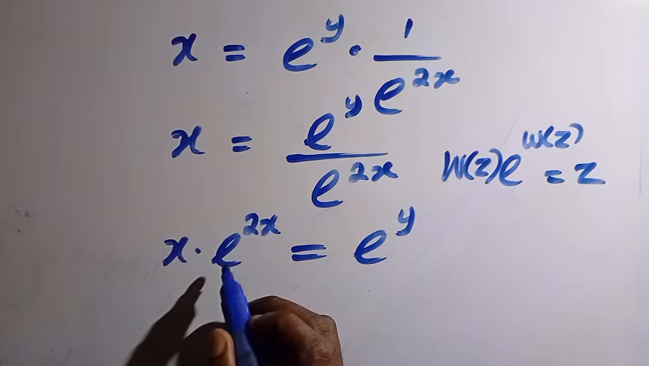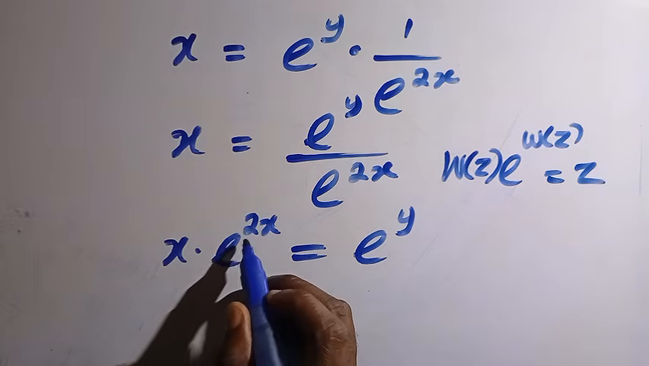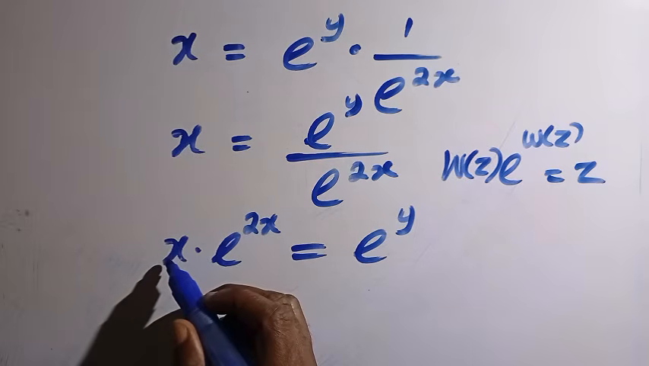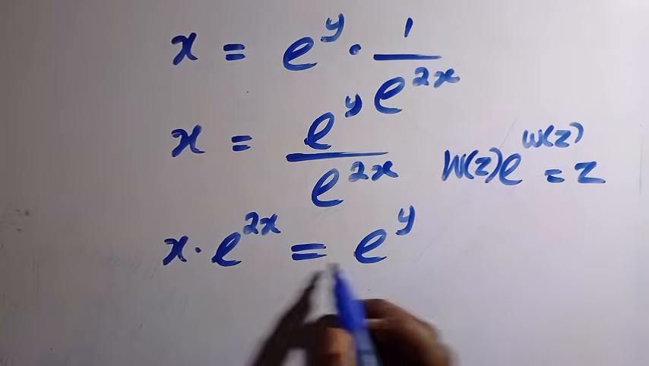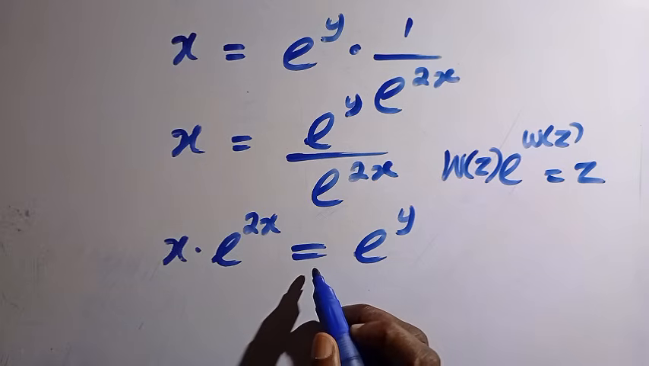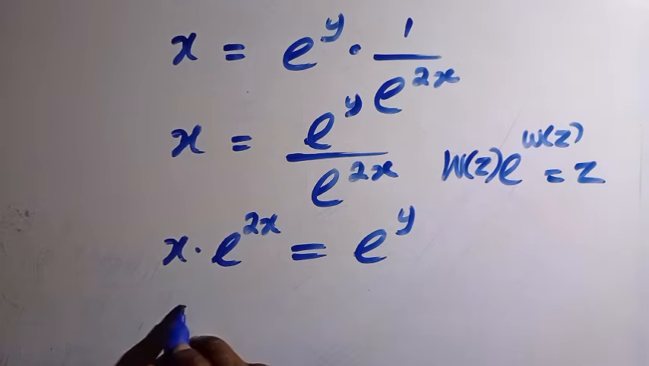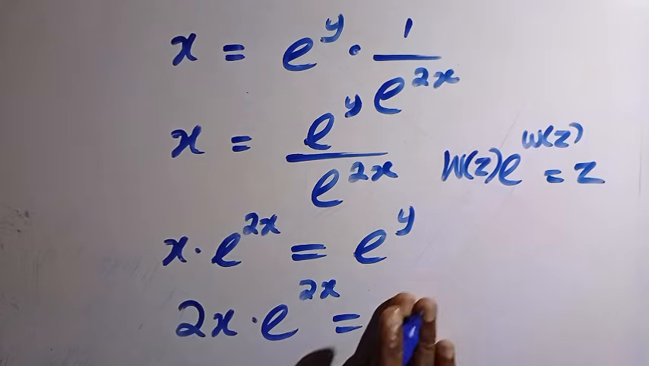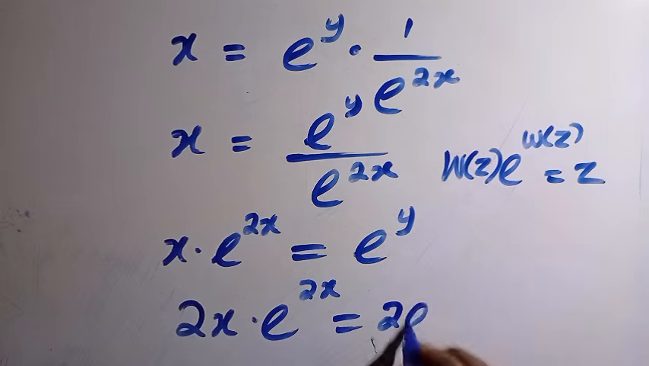Looking at this, we have exponential of 2x here, but the x in front is missing the 2. So the only thing we need is to multiply by 2. Once we multiply by 2, we have 2x multiplied by exponential of 2x equals 2 exponential of y.